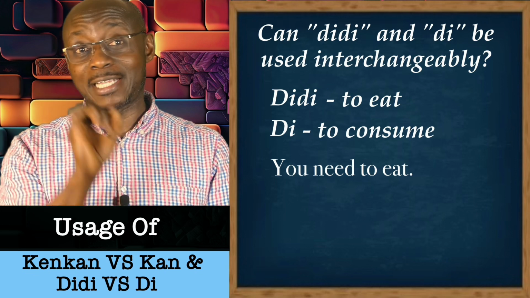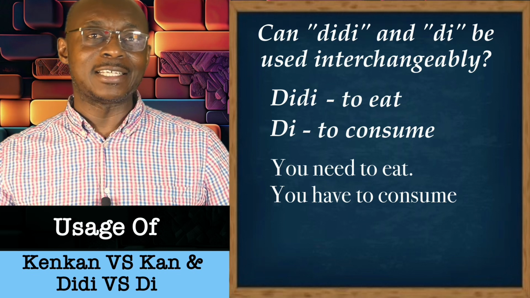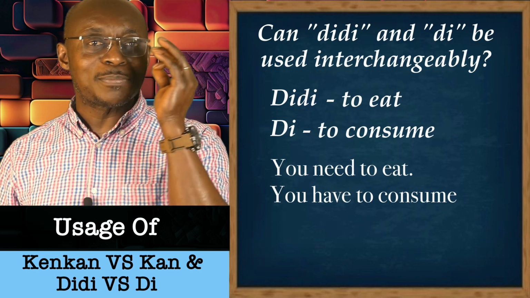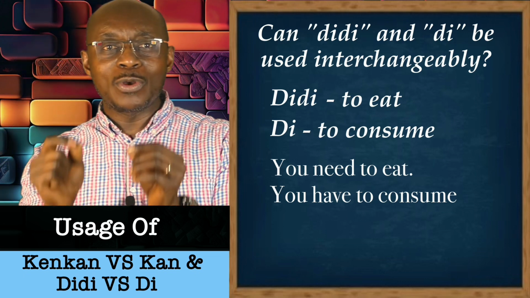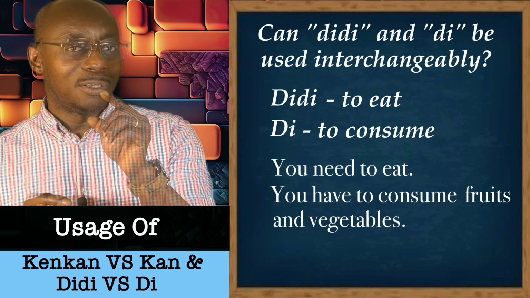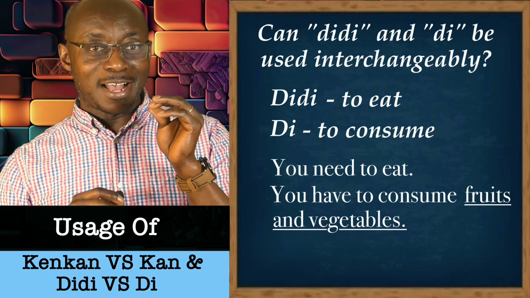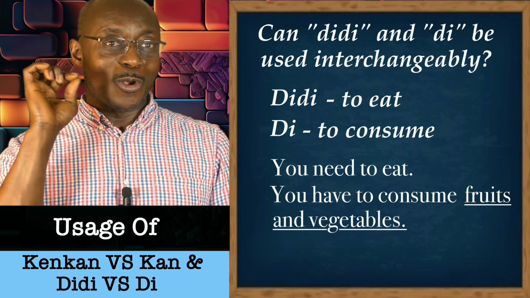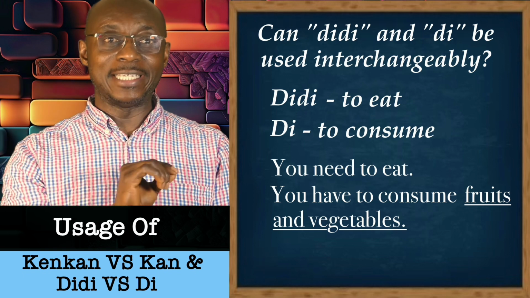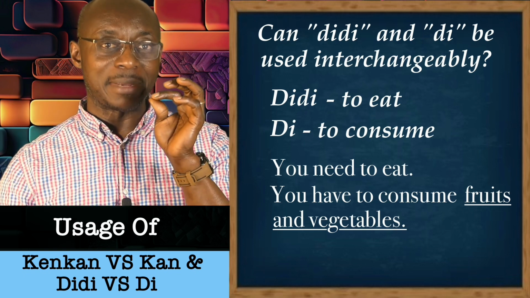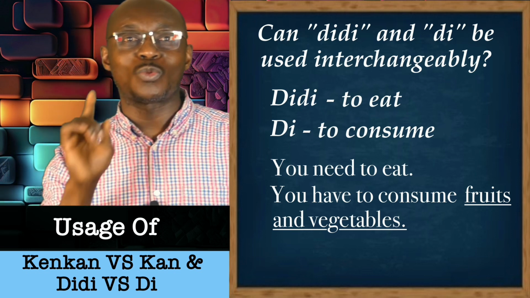But if he wants to use the term consume, he cannot say you have to consume and end his statement without a complement, that's without specifying exactly what you should consume. So for example, he can say you have to consume fruits and vegetables. You see here that fruits and vegetables complement the verb consume. This is how didi and di behave. While didi is used to make a general statement by not specifying what one should eat, di is used with a complement. Thus, when you use di, you must go further to state what one should eat.